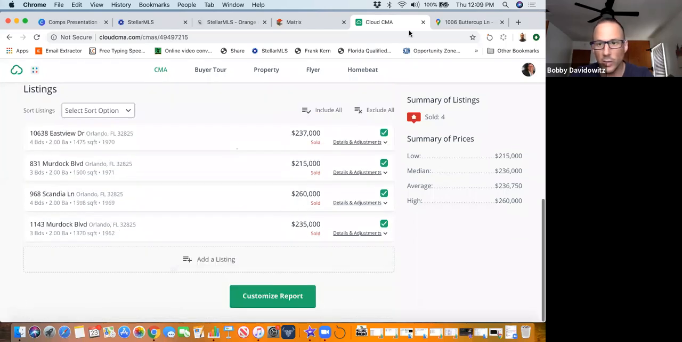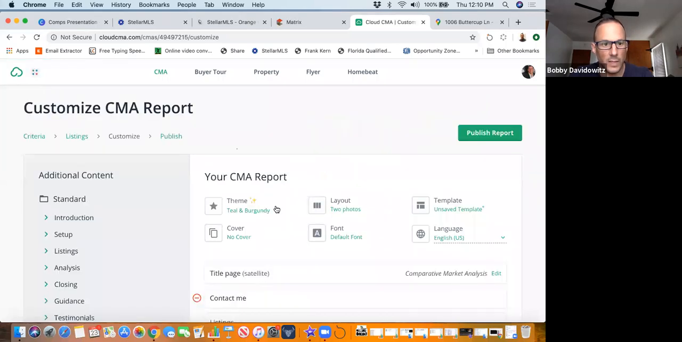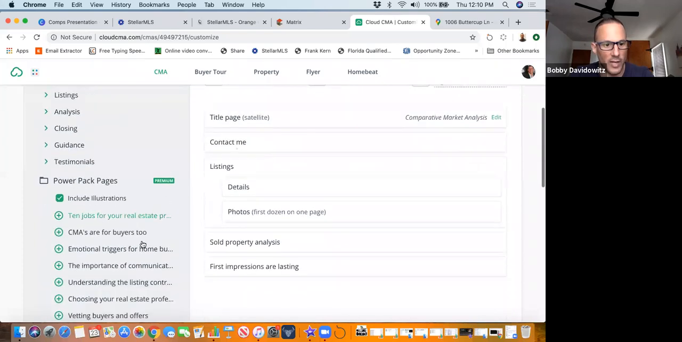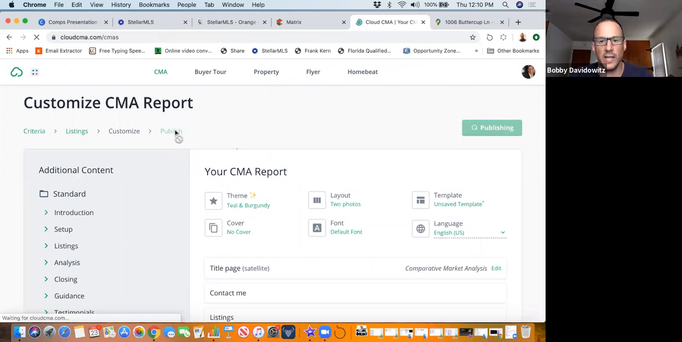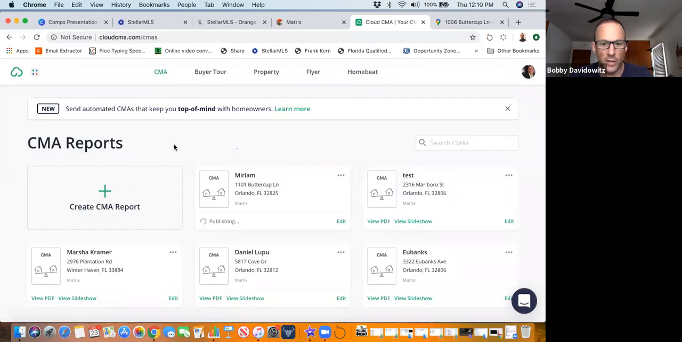But what I'm going to do is just publish it so you can see what it looks like at the end. If I press customize report, I can put in the different details that I want to include in my report, but I already have those in there. Let me just publish it so you can see what it looks like. So you can have something that looks nice and pretty and well done for them.